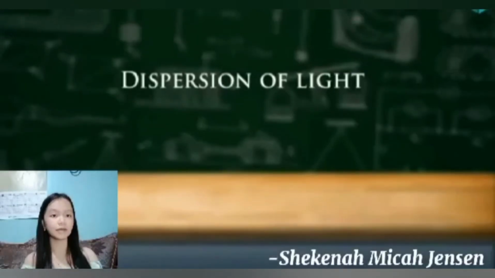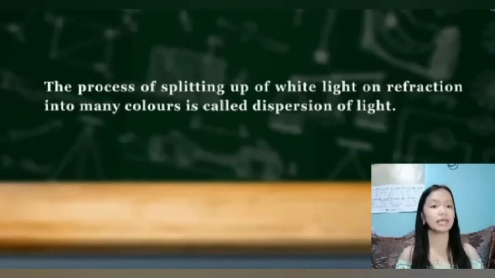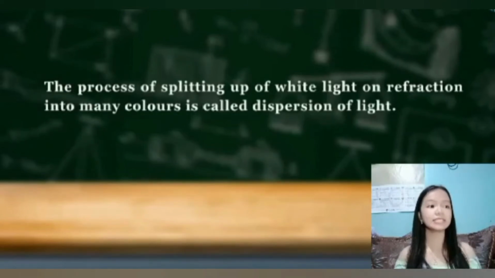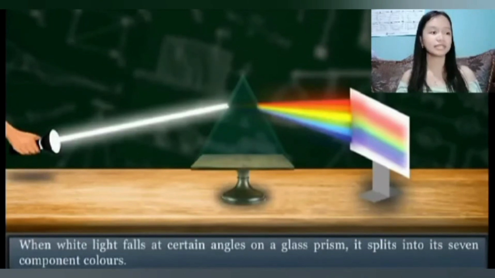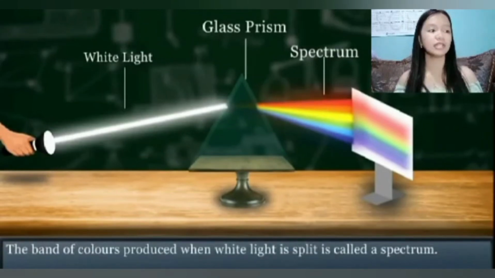Now, let's talk about dispersion of light. When white light is passed through a glass prism, it splits into a spectrum of colors. So basically, it is the process of splitting up of white light into many colors. When the white light falls at a certain angle on a glass prism, it splits into 7 component colors, which are red, orange, yellow, green, blue, indigo, and violet, also known as ROYGBIV. This band of colors when light is split is called a spectrum.